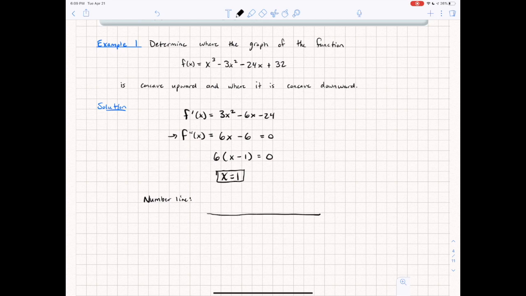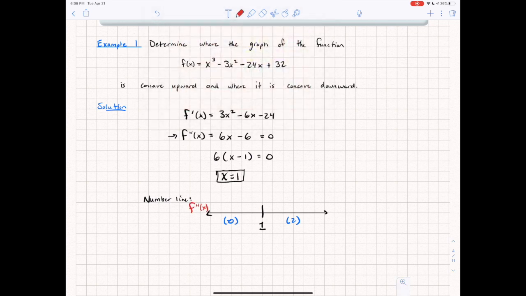So I'm just going to draw a line. I'm going to mark 1 in the middle since it's the only value I have. And then I'm going to pick two sample values. Let's just say 0 and then positive 2 here. And I'm going to plug these back into the second derivative.